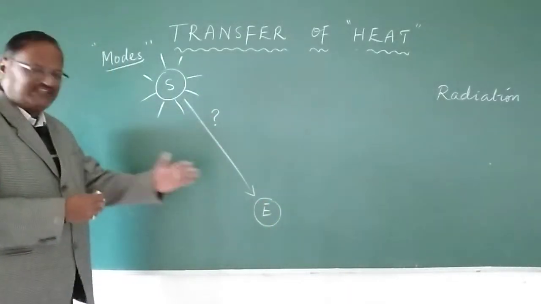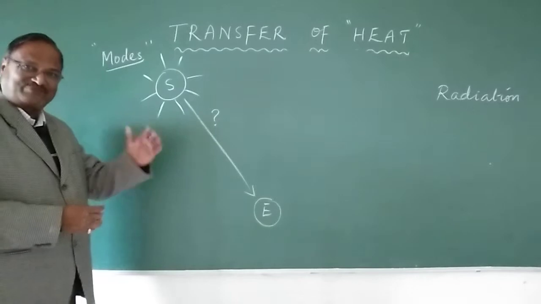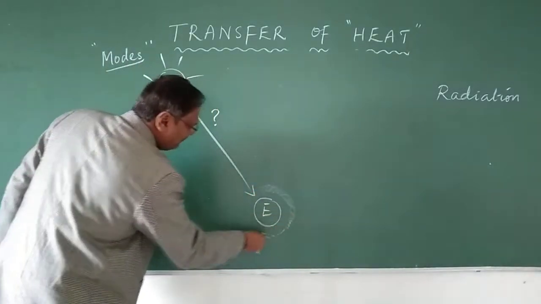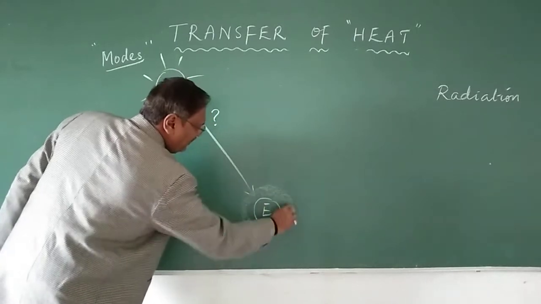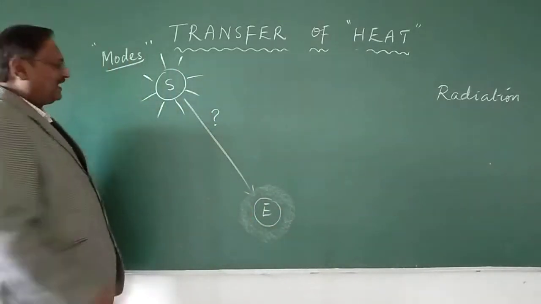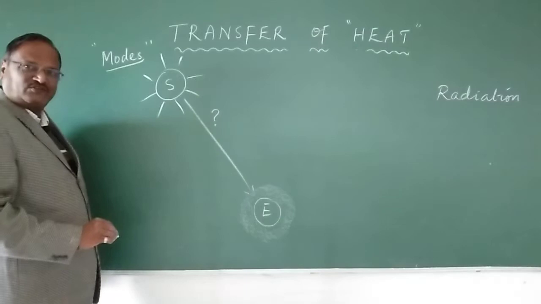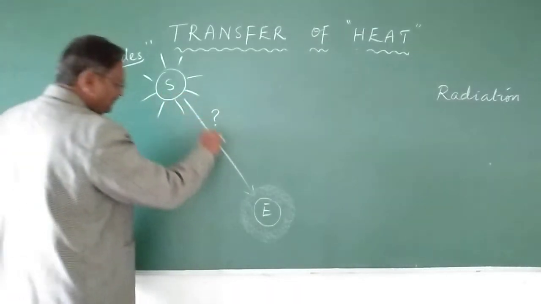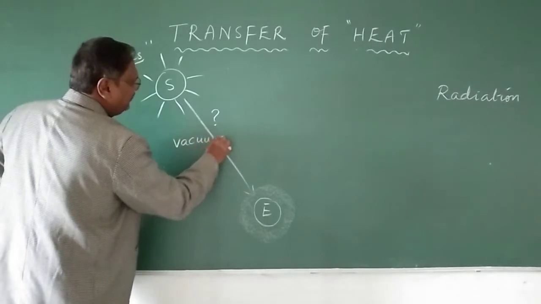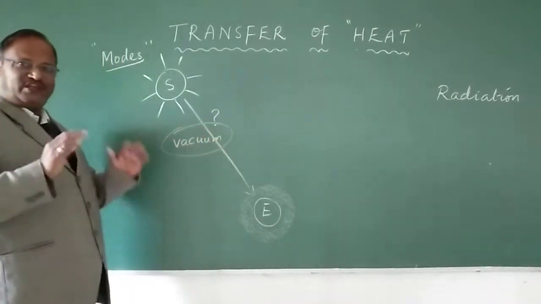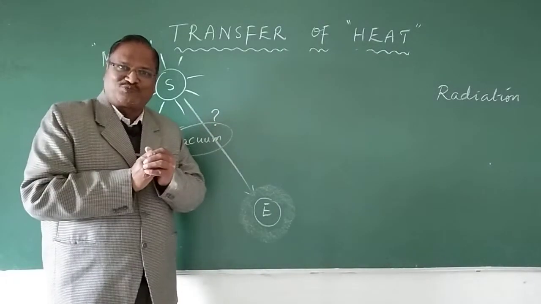Is there anything between these two? Yes, there is something, and that is, for earth there is an atmosphere. Atmosphere is a layer of air around the earth. And sun, from sun it is coming. Sun is very hot. The heat rays are coming. In between there is vacuum. There is nothing in between, right? No air, nothing, is vacuum.